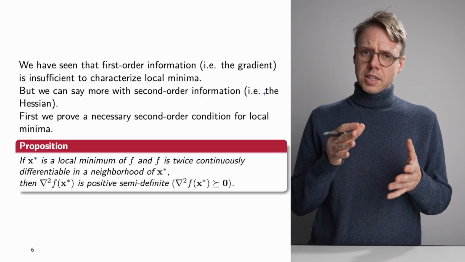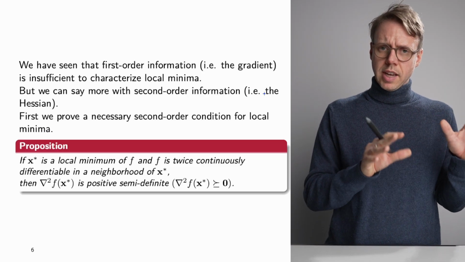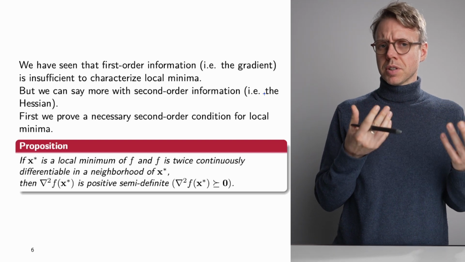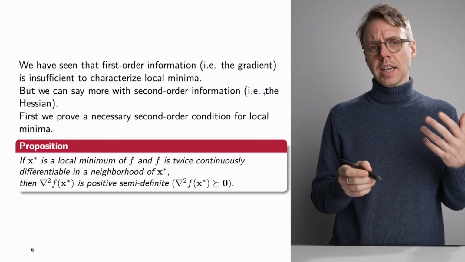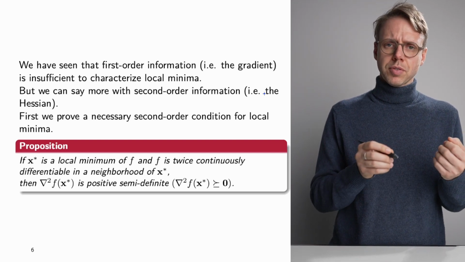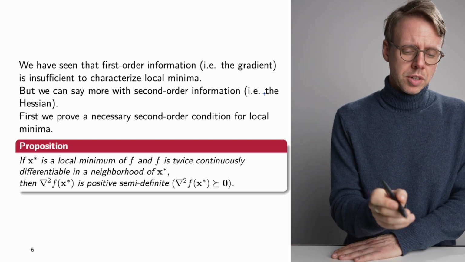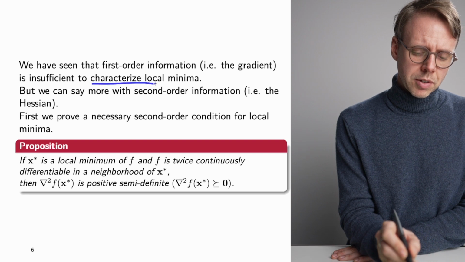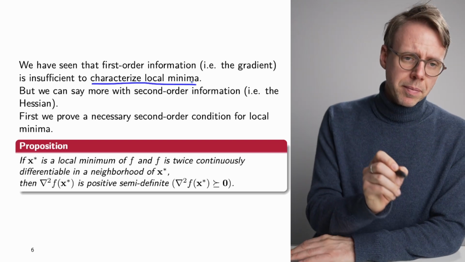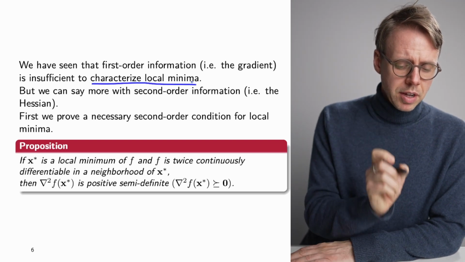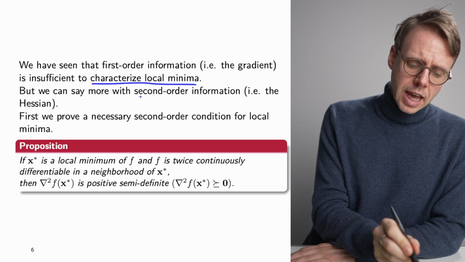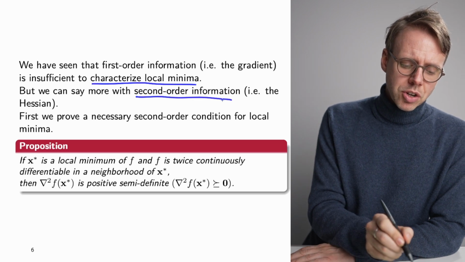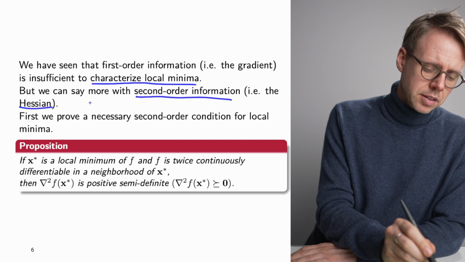So what we have just seen is that just saying that the gradient equals 0 is not enough to say that we have an extremum. So it's not sufficient to characterize local minima or maxima. However, what can we do if we add second order information, namely the Hessian matrix?